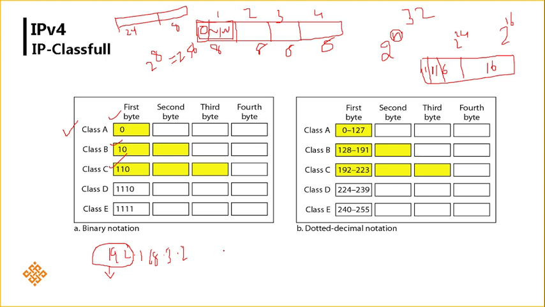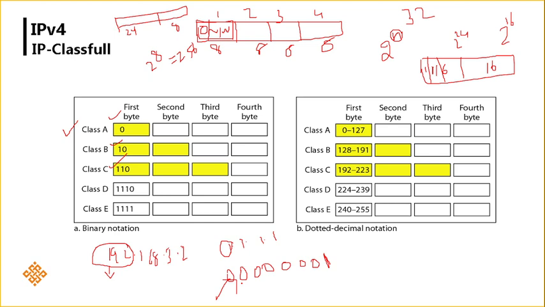Instead of 192, if I take this address like 1.1.1.1, to which class does it belong? First byte, I will take 1. I should represent this 1 in 8 bits, that is 0, 0, 0, 0, 0, 0, 0, 1. So in that, the first bit is 0. When it is 0, it is class A. So you can tell that particular IP address belongs to class A.